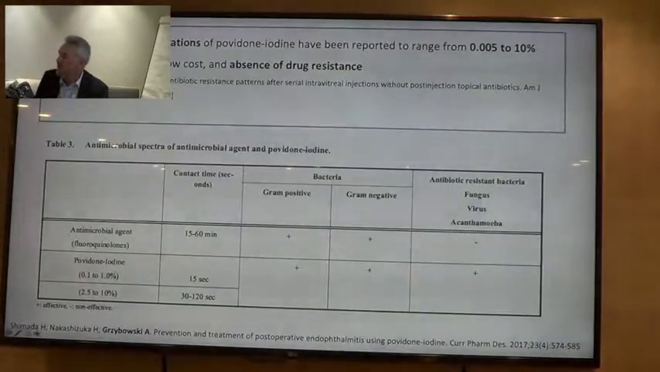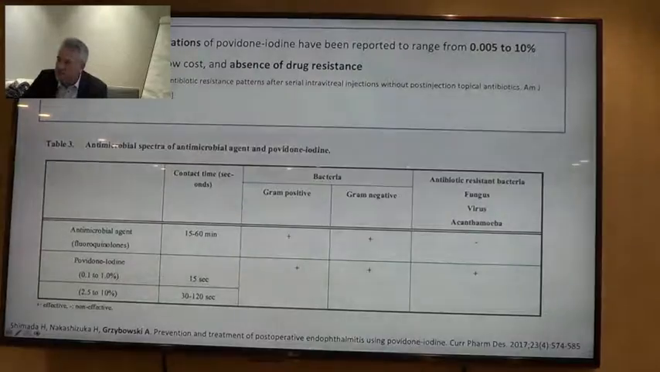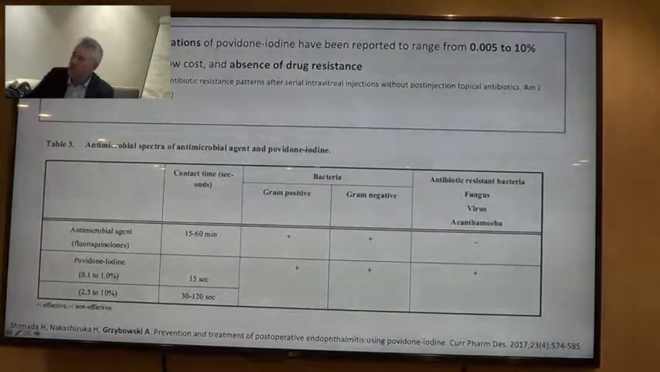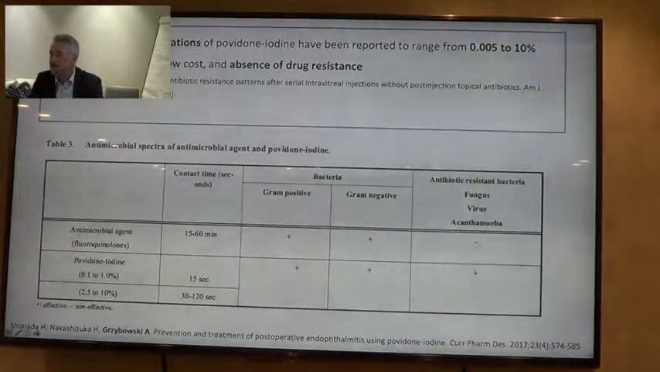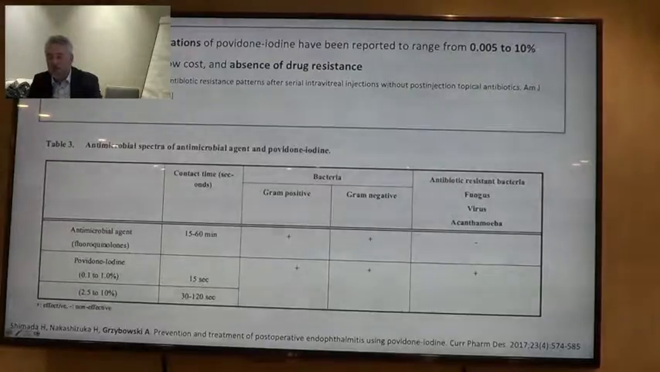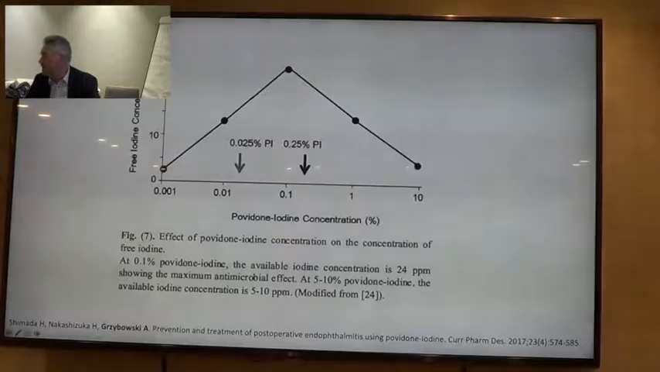There was a study testing if it is possible for bacteria to develop resistance against povidone iodine, and it was shown that there is no resistance. So it's completely safe. We can overuse it safely. It's another problem with antibiotics, that when we overuse antibiotics, we lead to antibiotic resistance.